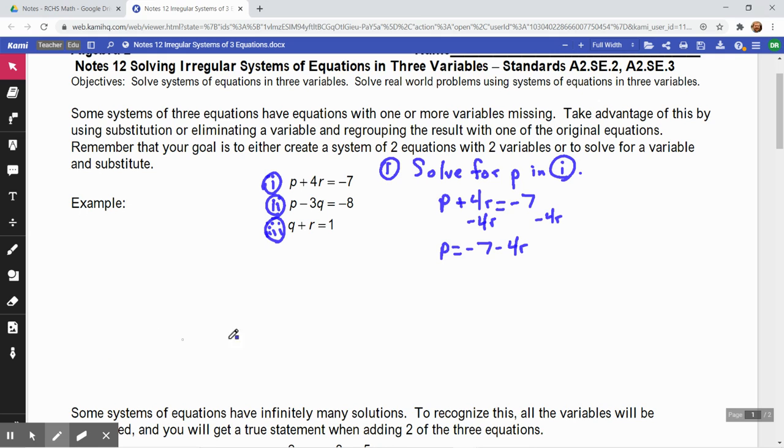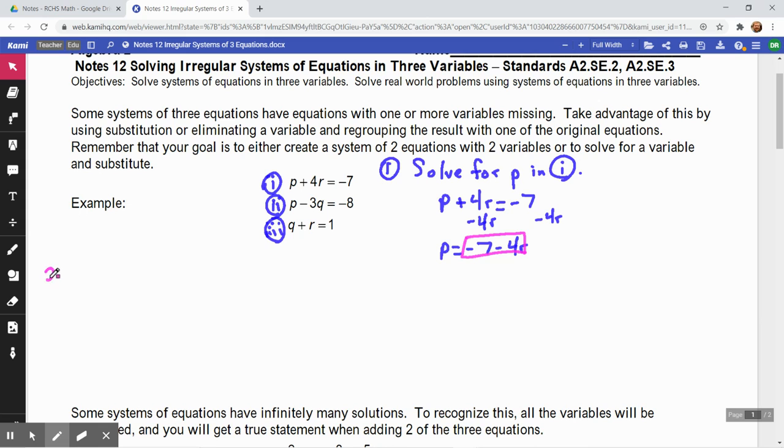Okay, so P is on its own. But here's the idea that we now have. We have P is equal to -7 minus 4R. So anywhere that we see the letter P, we can replace it with this idea, -7 minus 4R. Well, if you notice, we have another equation that uses the letter P. And so what I'm allowed to do now is replace this P right here with this expression. And that is the idea of substitution. So that's going to be my second step. Let me substitute in for this P.